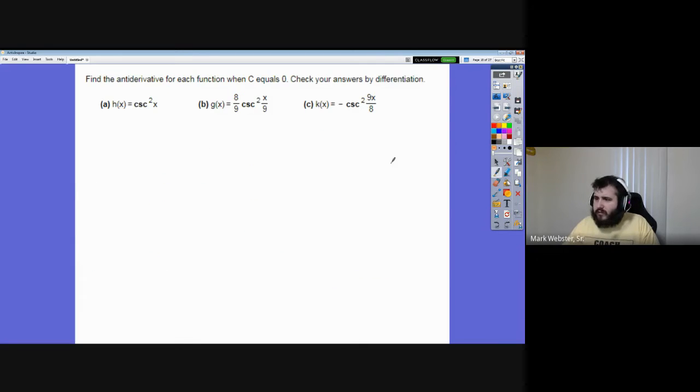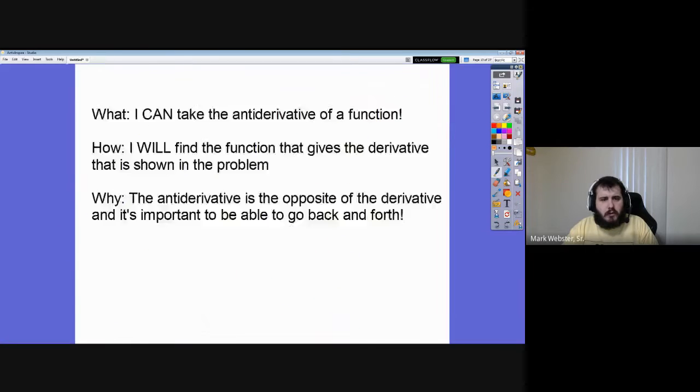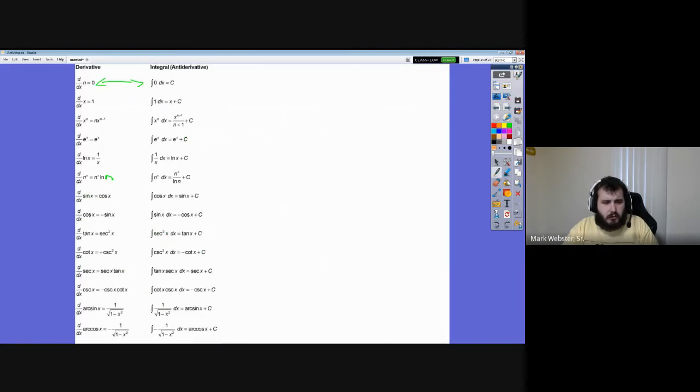So here we've got, I'm trying to integrate cosecant squared. Well, which one is that? I think it's cotangent, I think. Let me double check. I don't remember all this. Yeah, the derivative of cotangent is negative cosecant squared.